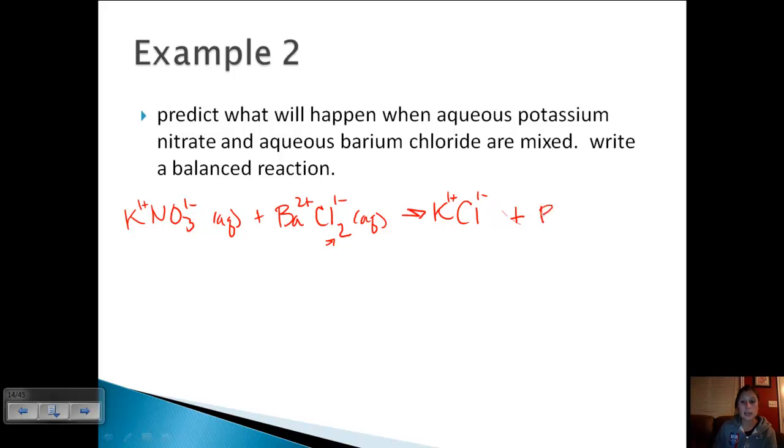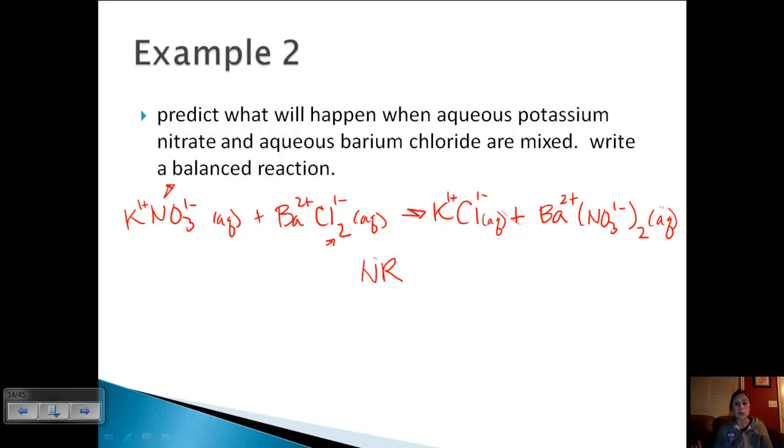Our next cation, or only cation left, is barium. The only anion left is our nitrate. Now, because nitrate is a 1-, I know that I need 2 of them. I know that anything mixed with nitrate is aqueous. And I remember from the previous example that anything with chloride ion was aqueous unless it was silver, mercury, or lead. And since potassium is none of those, I would write AQ. And so basically this means no reaction.